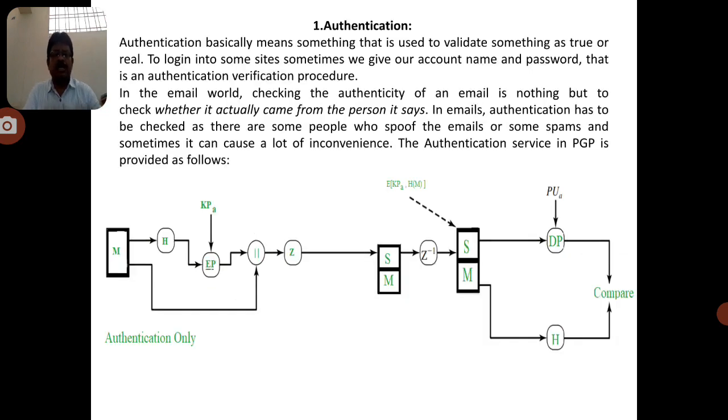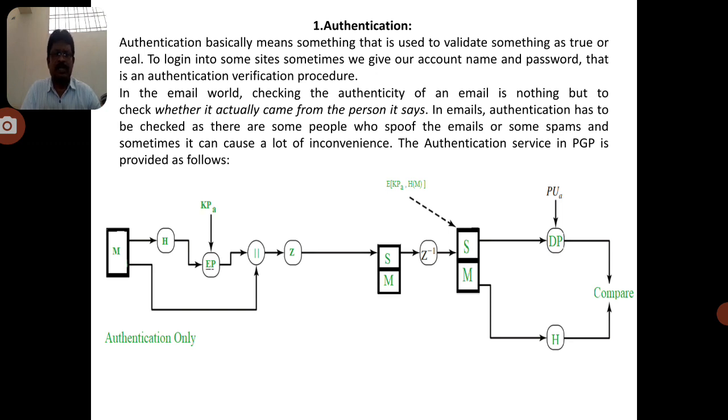And coming to PGP, it also provides authentication. So now we know that authentication is nothing but the sender uses a private key in the encryption. So the authentication message is generated. Now you can observe the message M. How can we provide the authentication?